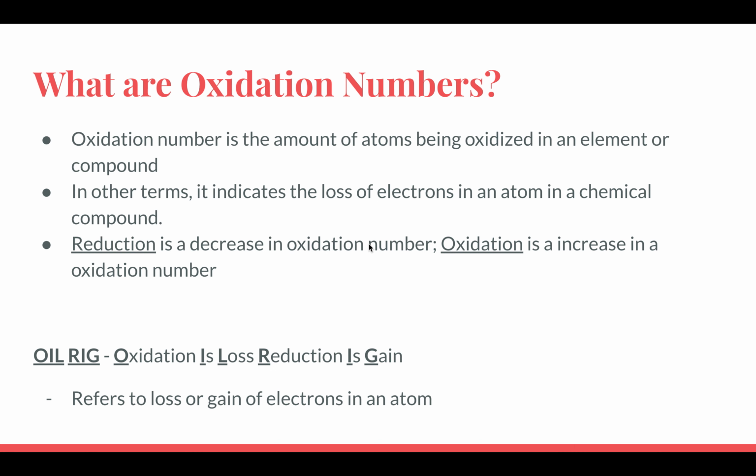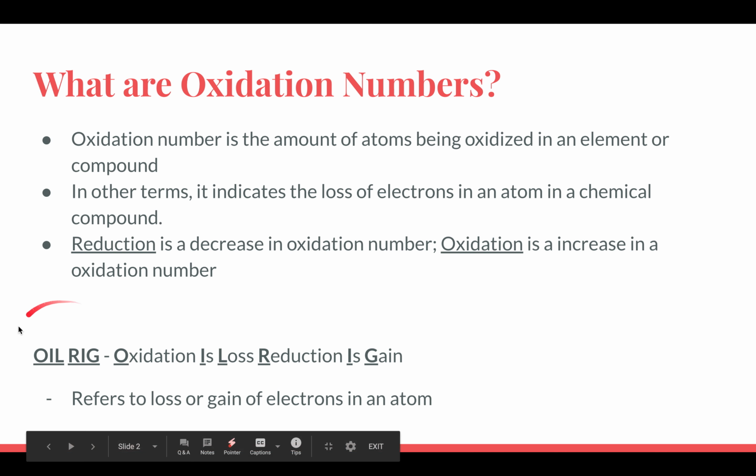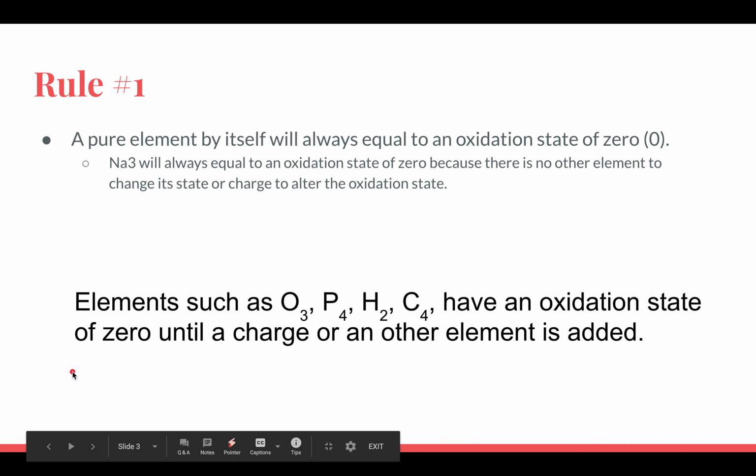What are oxidation numbers? Oxidation number is the amount of atoms being oxidized in an element or compound. In other terms, it indicates the loss of electrons in an atom in a chemical compound. Reduction is a decrease in oxidation number, and oxidation is an increase in oxidation number. A way to remember this is using OIL RIG. Oxidation is loss, reduction is gain. This refers to the loss or gain of electrons in an atom.